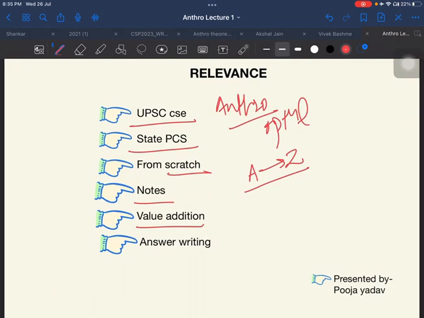Also, there will be value addition in the form of case studies, examples, and names of scholars, and a whole lot of other things. And finally, there will be answer writing, which I will explain how we will do. So, yes, presented by me, Pooja Yadav.